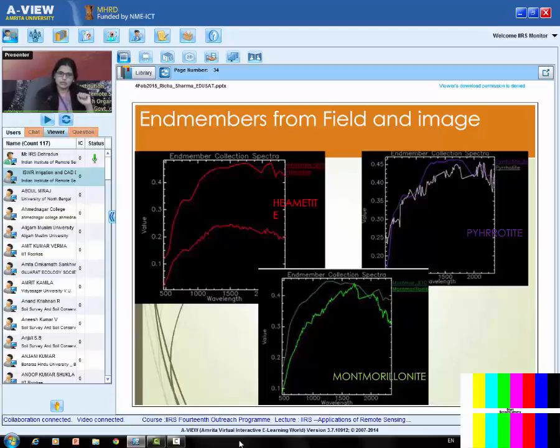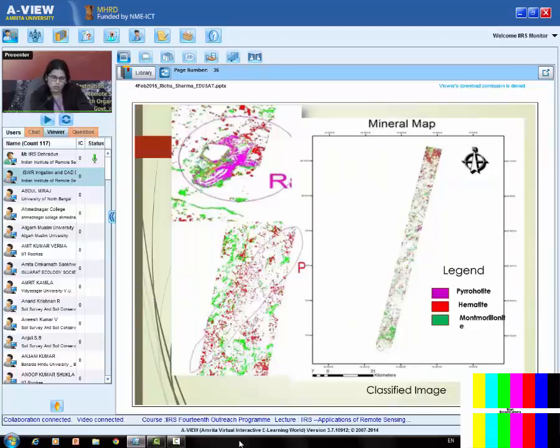These are the three minerals. Now hematite is an iron mineral. We can see this dip over here around 1000, and there are two other minerals, the clay mineral and pyrrhotite. And of these three, this one is the image spectra and the other one is the field spectra that we are getting. So these are the endmembers we have selected from the image, and with the help of these three spectra we have classified the whole Hyperion image into three classes: hematite, montmorillonite and pyrrhotite, and this is the classified image.